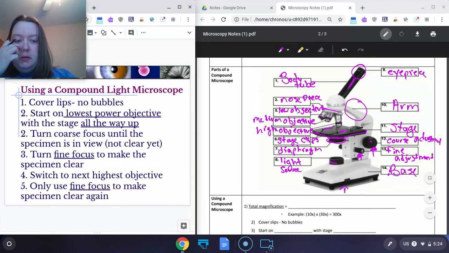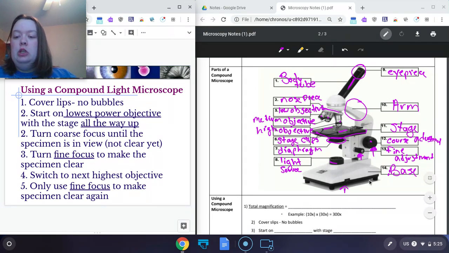You want to be sure that when you get a slide that you inspect it to be sure that it has no bubbles. Because sometimes if you're looking under a microscope, you might look at something and you're like, ooh, that's very interesting, but you actually are only looking at an air bubble and you don't want to do that. You're going to go ahead and put your slide right under the stage clips and try to center it in the light.